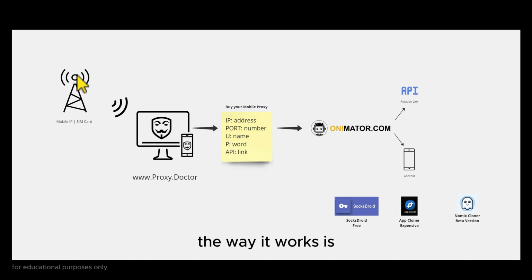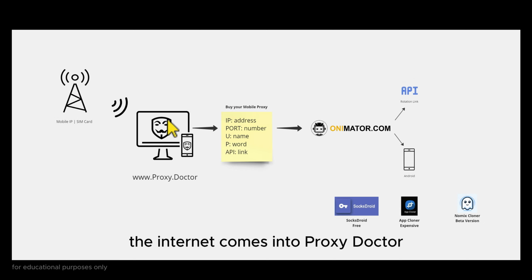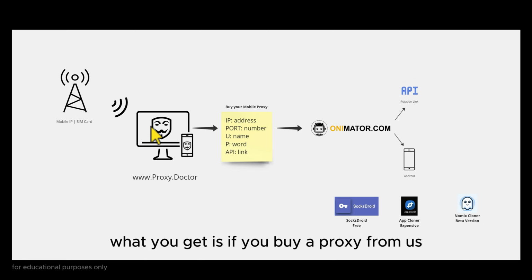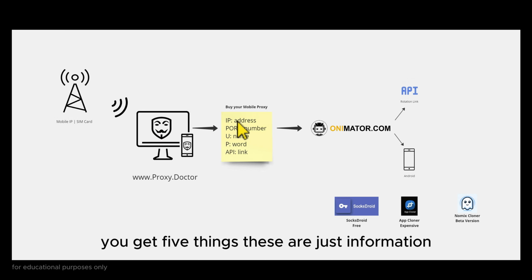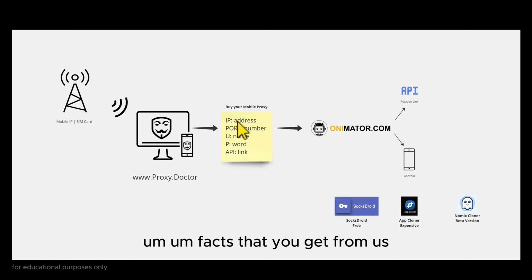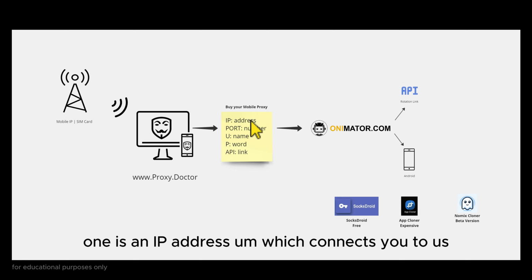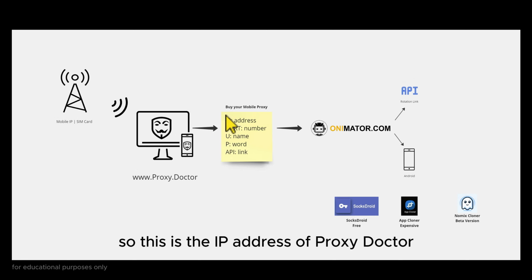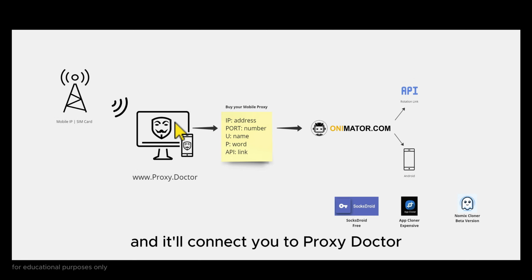The way it works is the internet comes into Proxy.Doctor. We connect to the local cell tower, and we get the internet from the cell tower. What you get is, if you buy a proxy from us, you get 5 things. These are just information, facts that you get from us. One is an IP address, which connects you to us. So this is the IP address of Proxy.Doctor, and it'll connect you to Proxy.Doctor.